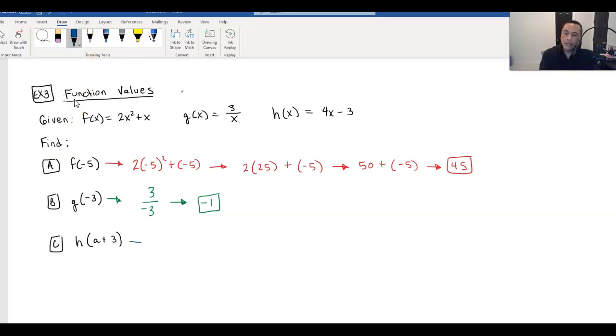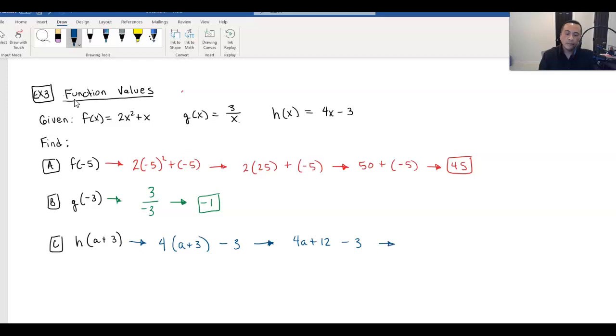I'm going to do h of a plus 3. Now this one gets a little tricky for some of you, but all I'm doing is substituting a plus 3 into the x position. So I'm going 4 and then a plus 3 here and then minus 3. I'm just substituting the a plus 3 into the x position, and then I'm just going to work it out. So I'm going to distribute 4 times a and 4 times 3. So if I do that, I'm going to get 4a plus 12, and then there's a minus 3 after that.